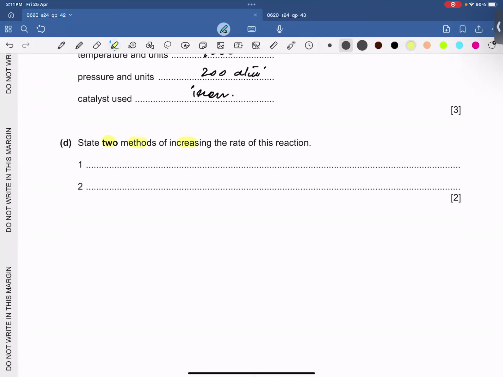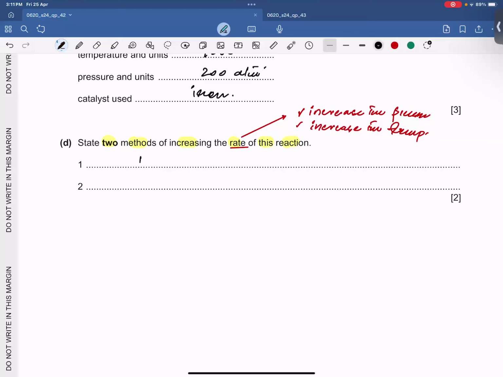State two methods of increasing the rate of this reaction. In order to increase the rate, either we can increase the pressure, and obviously increase the temperature. So I'm going to write both: increase in pressure and increase in temperature.